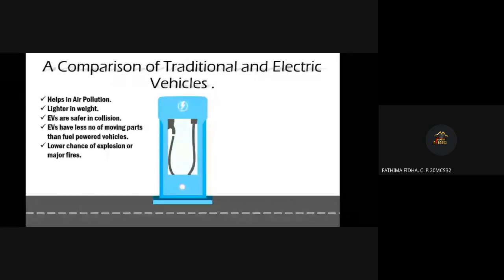Fuel vehicles are heavier in weight because they have many moving parts, whereas electric vehicles are lighter in weight. Electric vehicles tend to have a lower center of gravity that makes them less likely to roll over, and it may also make them safer in a collision.